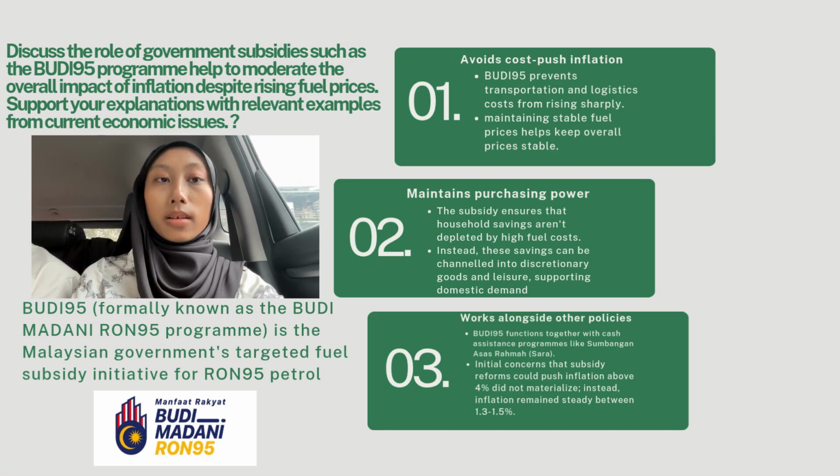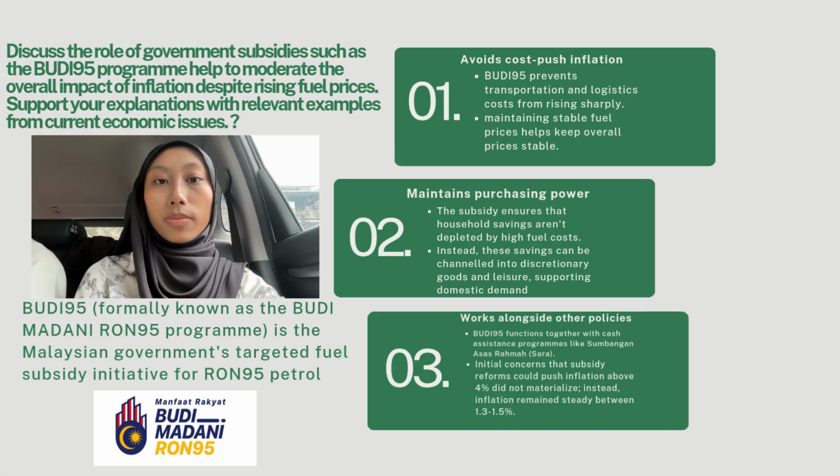First, it can avoid cost-push inflation. My first point is that Budi 95 helps reduce cost-push inflation, which happens when businesses face higher production and transport costs and then pass those costs to consumers. Since fuel affects delivery, logistics and daily transport, keeping petrol prices stable helps prevent the prices of food, goods and services from rising too quickly. For example, if lorry and delivery costs increase sharply, supermarkets and restaurants may also raise their prices, but the subsidy helps limit the chain reaction.